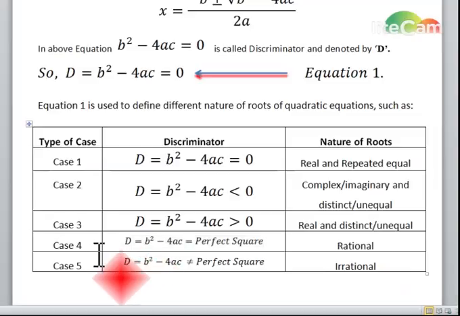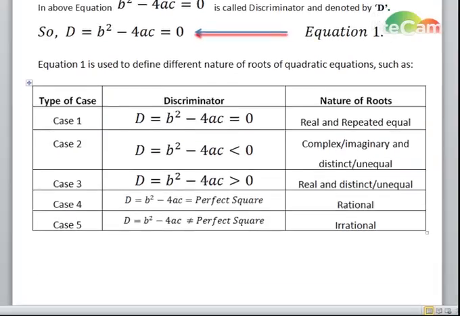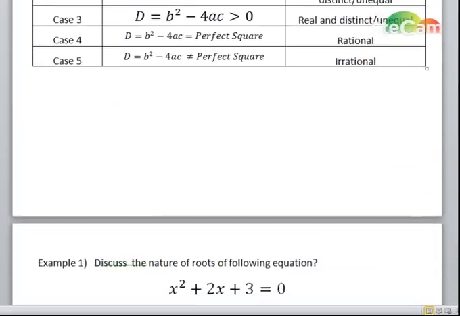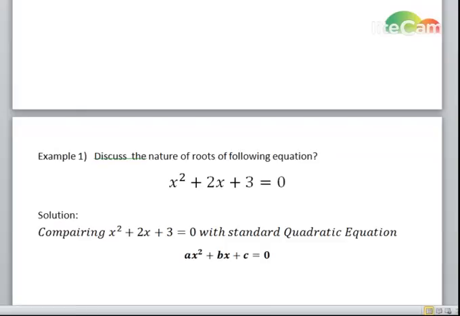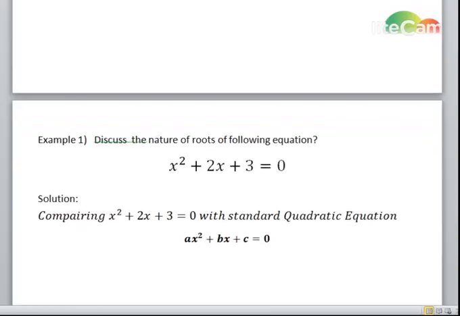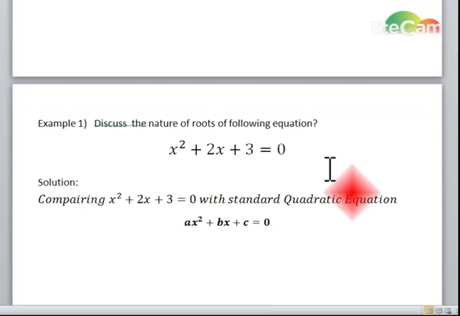Likewise, in the fifth and last case, if the discriminant is not a perfect square, then the nature of roots will be irrational. Here I am going to solve an example to check in which category the roots of this equation lie.